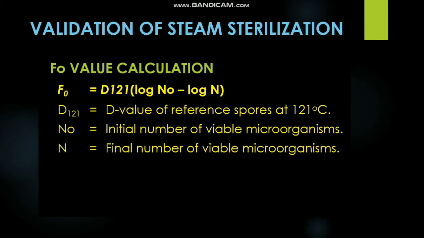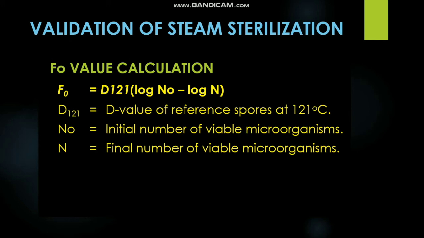F0 is equal to D121 in bracket log N0 minus log N. Log N0 is the initial value of the reference spores which are used. D121 is the D value of the spores, which comes along with the certification of the spores which have been used for qualification, and N is the final number of viable microorganisms.